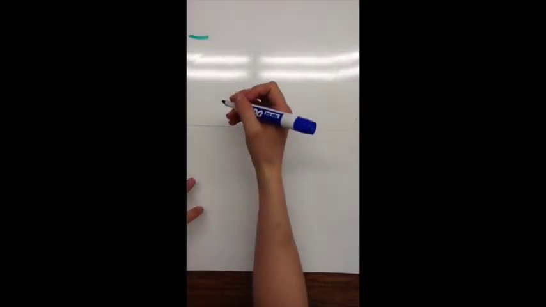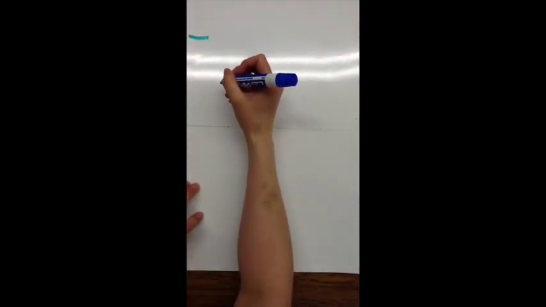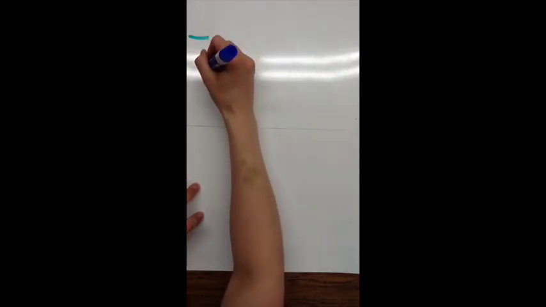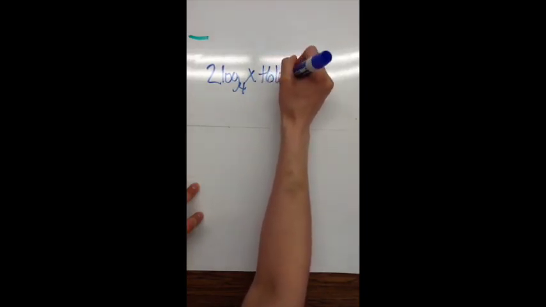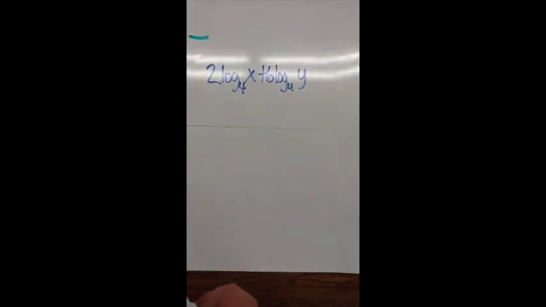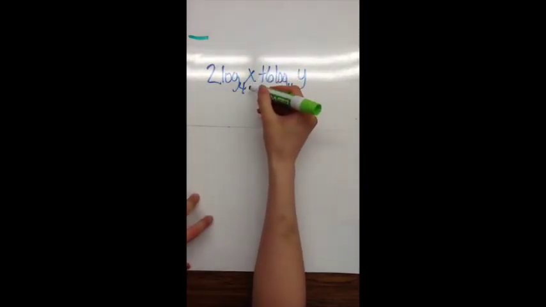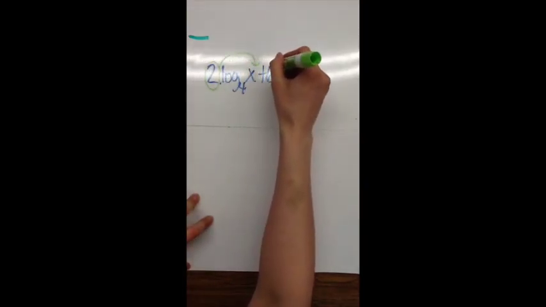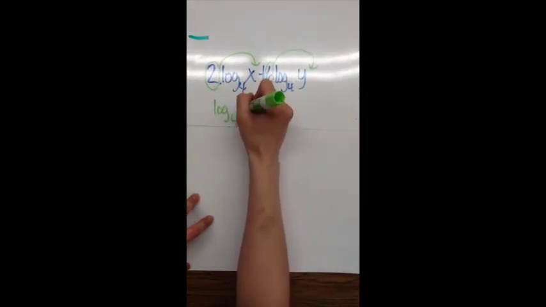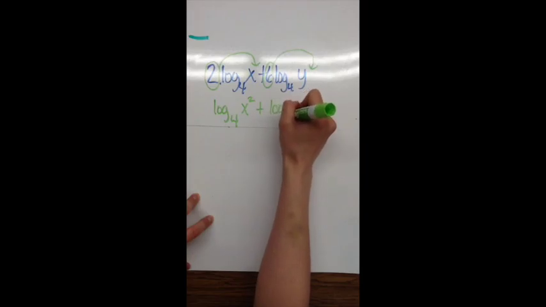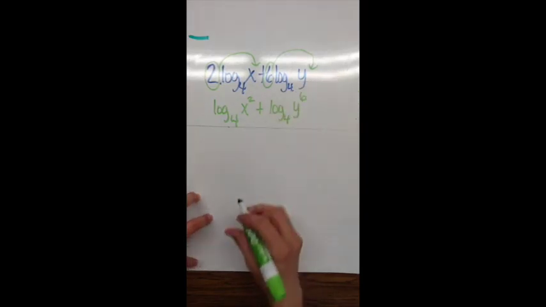Okay, so if I have something like 2 log base 4 of x plus 6 log base 4 of y. So because the 2 and the 6 are being multiplied in front of the logs, I'm going to move both of those to a power with the ofs. So this is going to be to the power, and this is going to be to the power. So I have log base 4 of x squared plus log base 4 of y to the 6th.